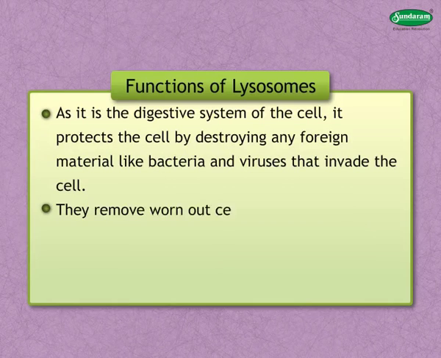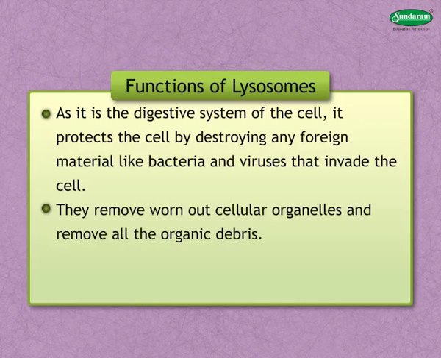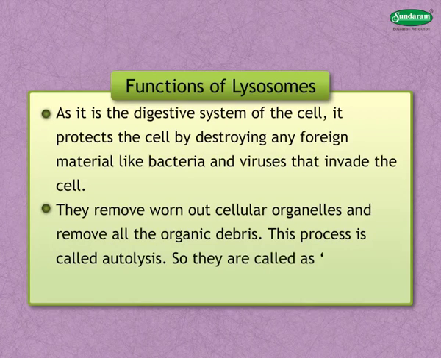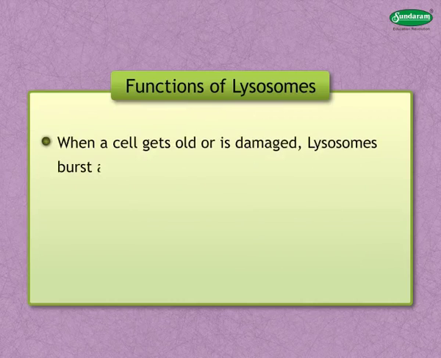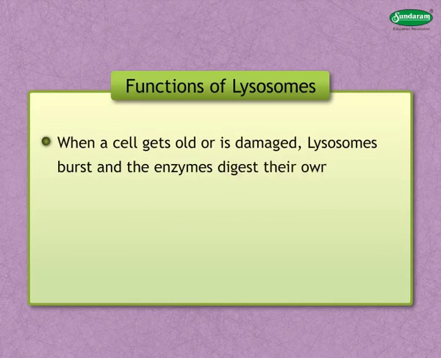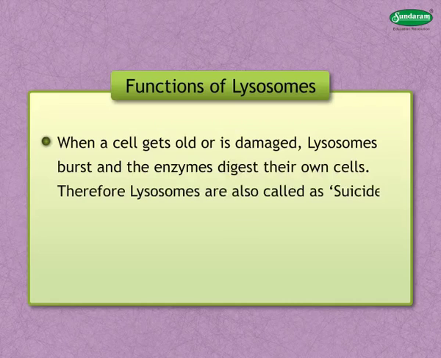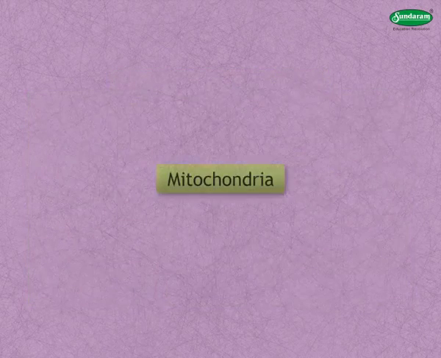They remove worn-out cellular organelles and remove all the organic debris. This process is called autolysis. So, they are called as demolition squads. When a cell gets old or is damaged, lysosomes burst and the enzymes digest their own cells. Therefore, lysosomes are also called as suicide bags.